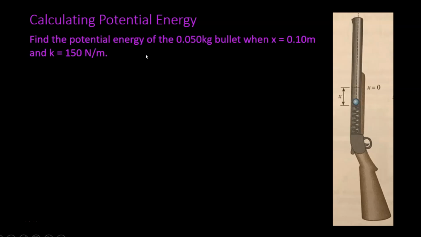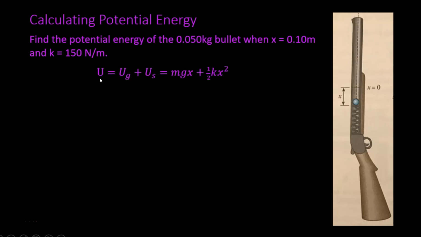Let's work through a simple problem on calculating potential energy. Here we've got a pop gun. It has a spring that's compressed from its equilibrium position, and it has the ability to launch this ball. So find the potential energy of the 50 kilogram bullet when the compression is 1/10 of a meter and the spring constant is 150 newtons per meter.